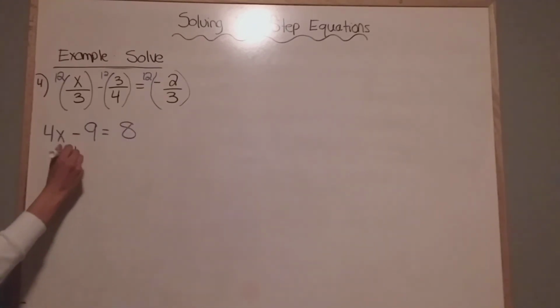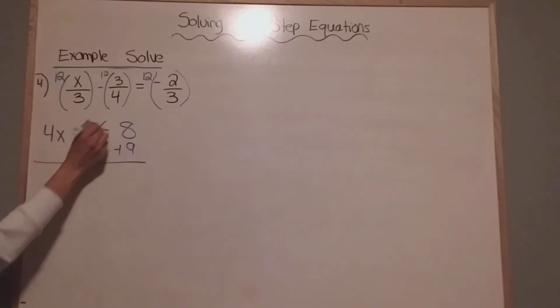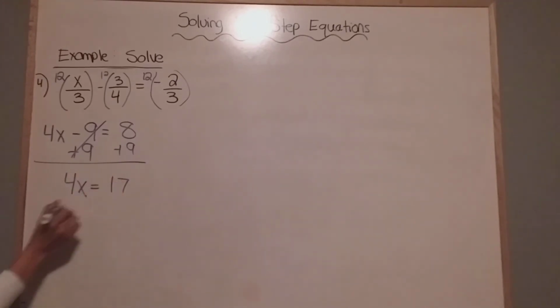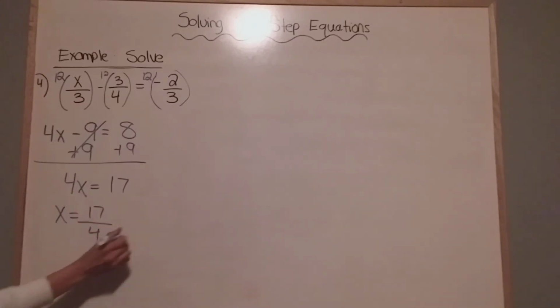Now I add 9. That cancels, which gives me 4x is equal to 17. I divide by 4. And my answer is x is equal to 17 over 4. So my final answer is x is equal to 17 over 4.